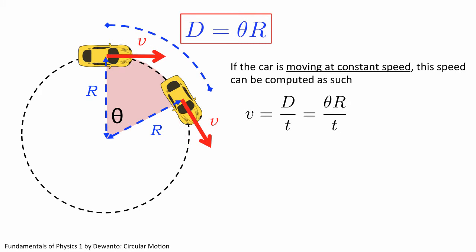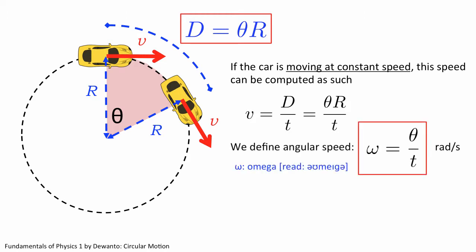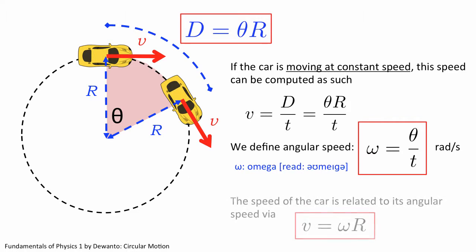Now, I would like to introduce a new quantity called angular speed. If speed is defined as distance over time, then angular speed, denoted by Greek letter omega, is defined as angular distance over time. That is theta over t. With this new quantity in mind, we can rewrite the equation to compute the speed of the car in terms of omega. V is equal to omega times r.